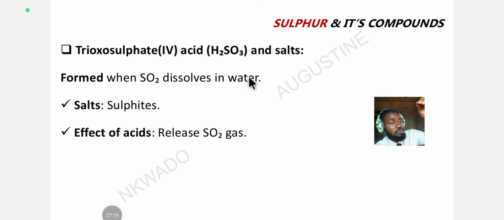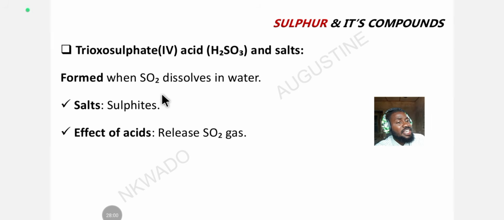When you dissolve sulfur(IV) oxide in water, it first of all forms trioxosulfate(IV) acid. This particular acid you see here. Okay, it is this acid that forms oleum. Then oleum is reduced to tetraoxosulfate(VI) acid. So the salts formed by trioxosulfate(IV) acid are sulfites.